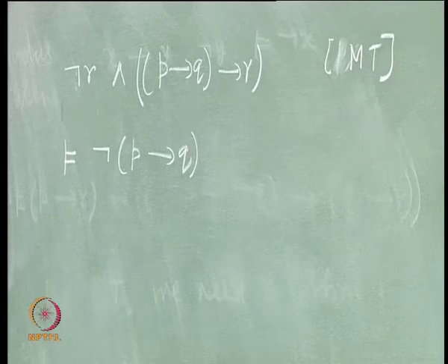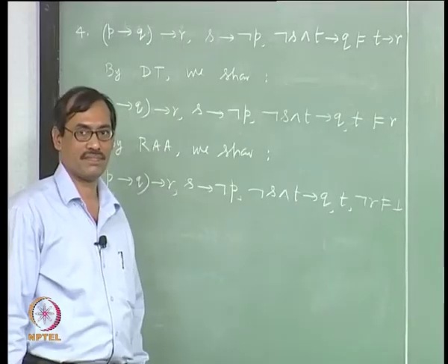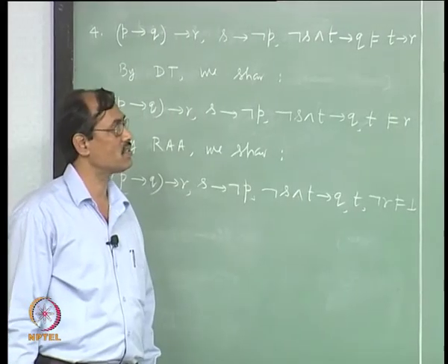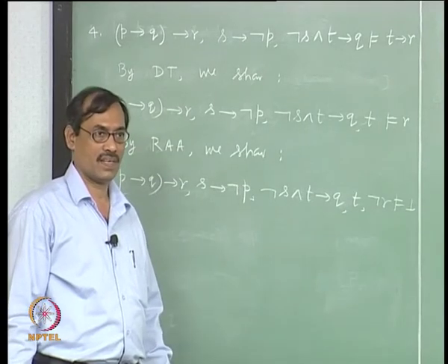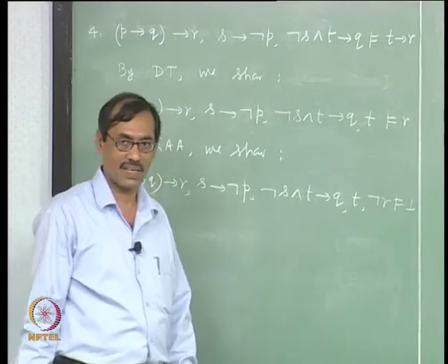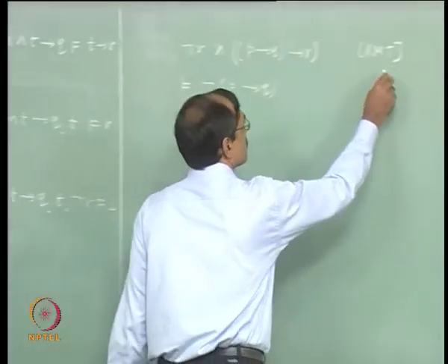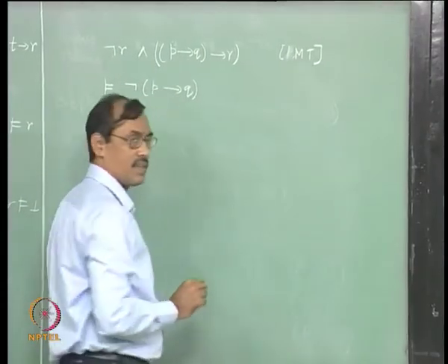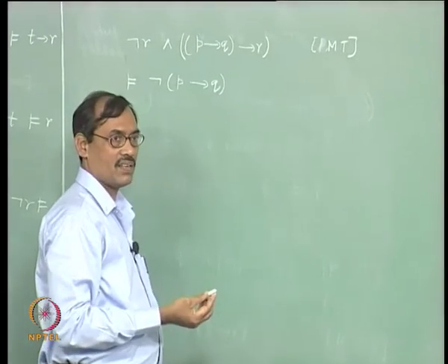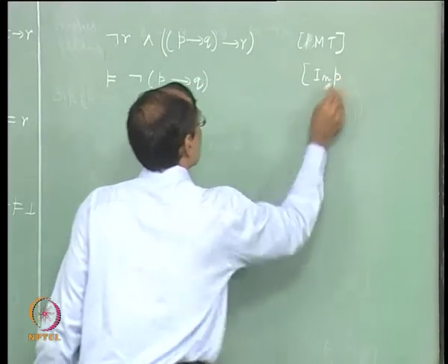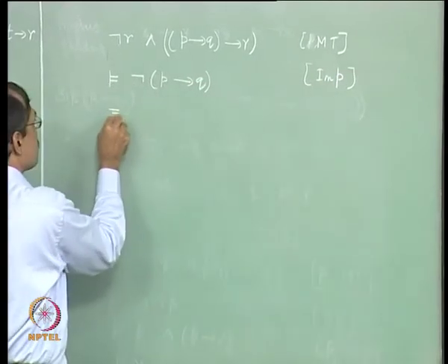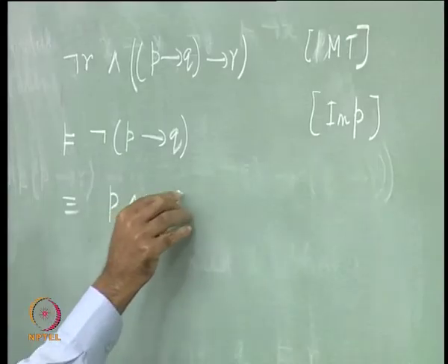But how to use negation of P implies Q here? You have to use some equivalent form, right. Its equivalence is P and not Q. Negation of P implies Q is P and not Q. That is called the law of implication, which gives the equivalent P and not Q.